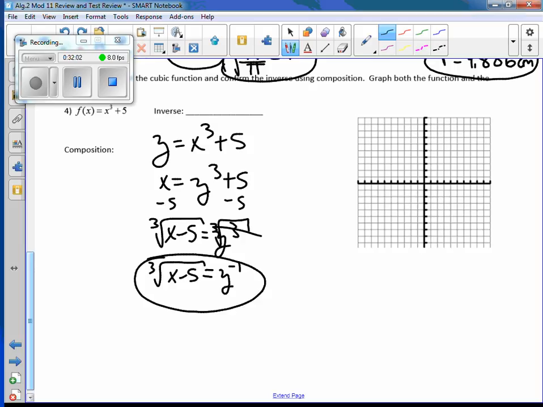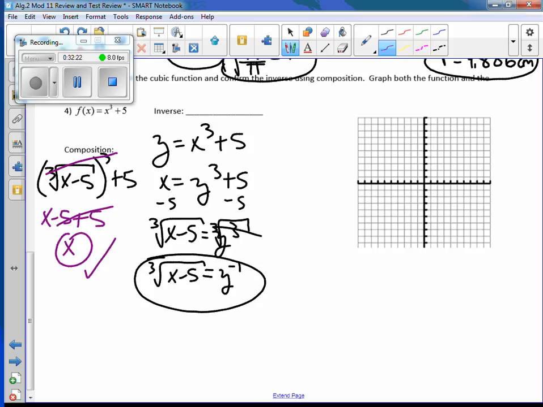And then it says prove through composition. Well, if you plug this in, the cube root of x minus 5, to the power of 3, plus 5. So I'm plugging it in. And so the cube root and the power of 3 cancel out, and you're left with x minus 5 plus 5. And these cancel, and so you're left with x. And check. That's good to go.